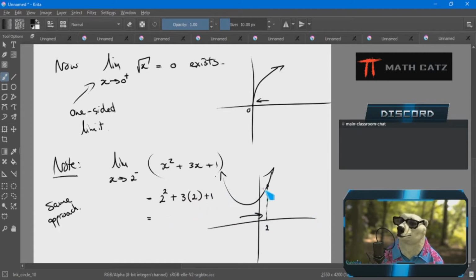The behavior is the same. Whether I just come in from the left or whether I sort of narrow in on the function, hone in on the point from both sides, the behavior is predicting the same thing. So in this case, it's the same as plugging it in because it's a polynomial. 4, 10, 11 exists.